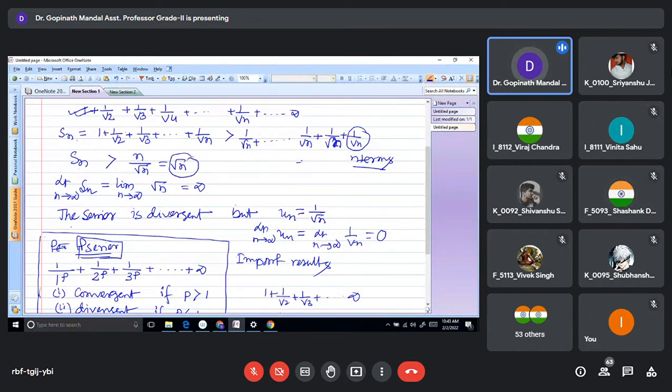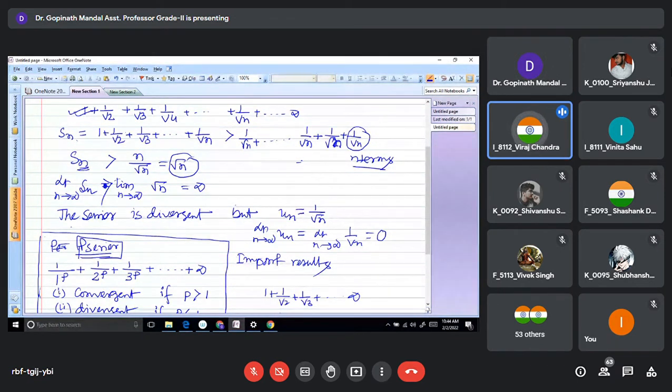So the limit as n tends to infinity, Sn must be greater than... Sir, this step came later. So the first step you have written is 1 plus 1 by root 2 plus and so on, greater than 1 by root n. So how are we coming to that?